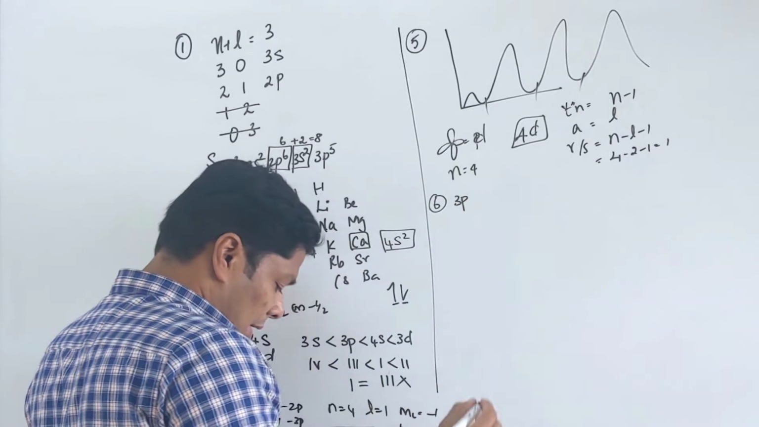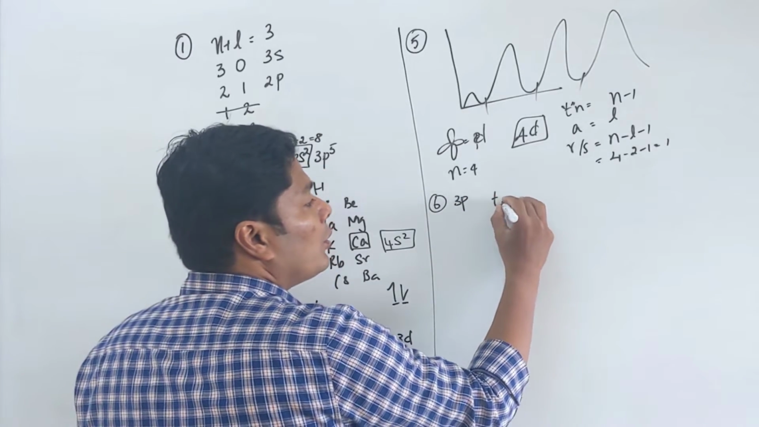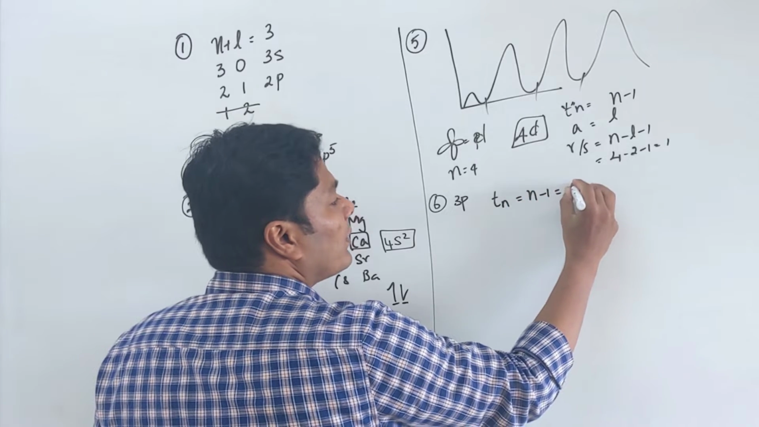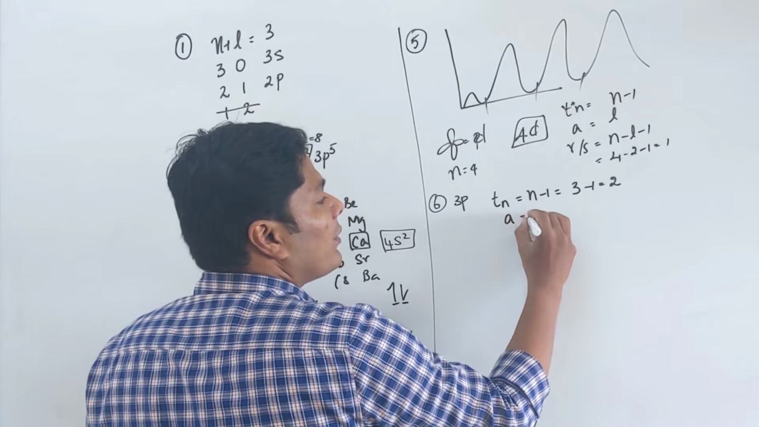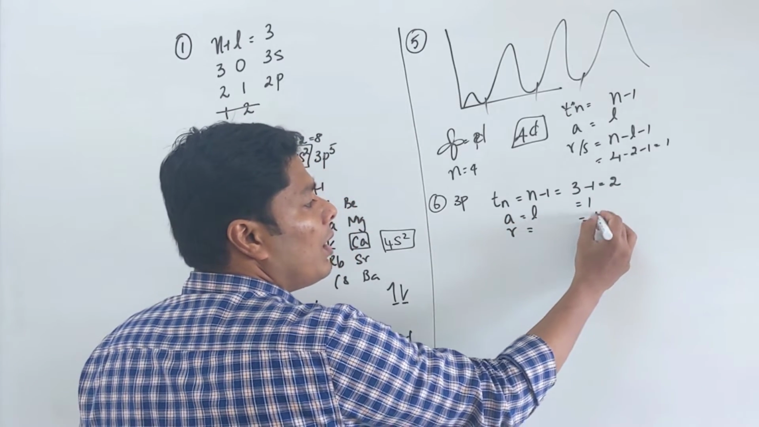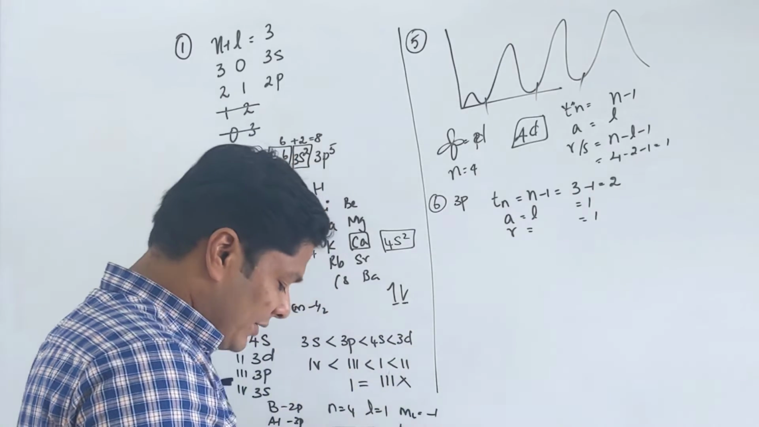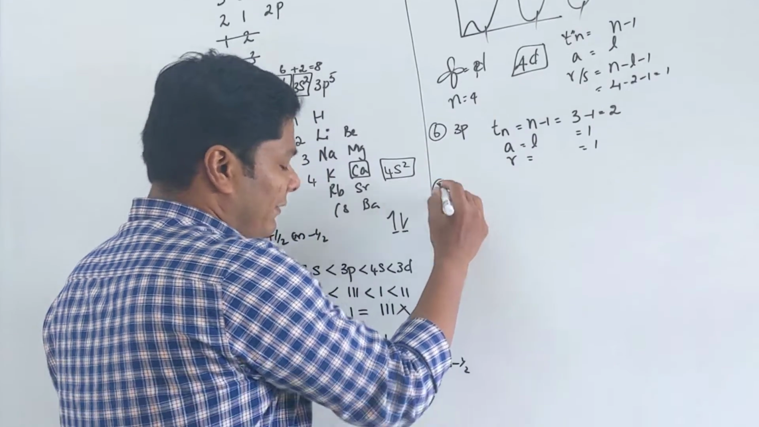Sixth one is very simple. Same 3p. They talk about spherical nodes. I'll do all of them. Total nodes equals n minus 1 equals 3 minus 1 is 2. And our angular equals L equals 1. So what should radial be? Total 2, this is 1, so radial is 1. Or you can use this formula, you will get the same answer. So Alpha.